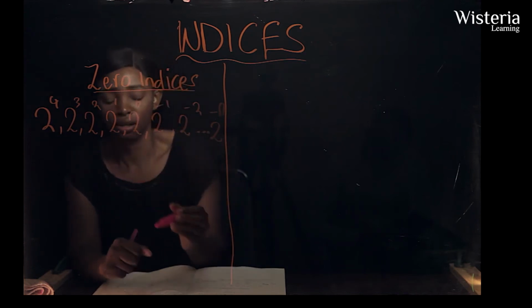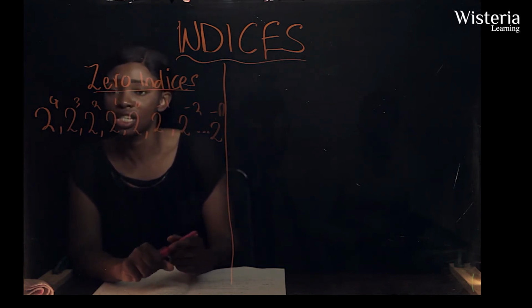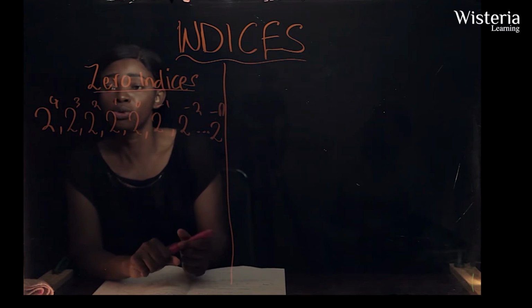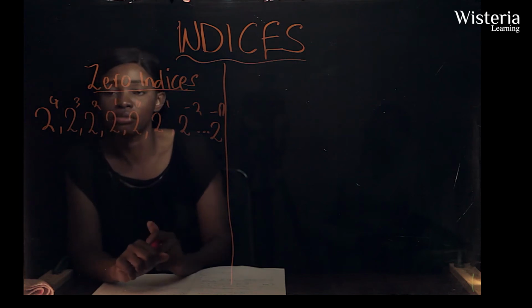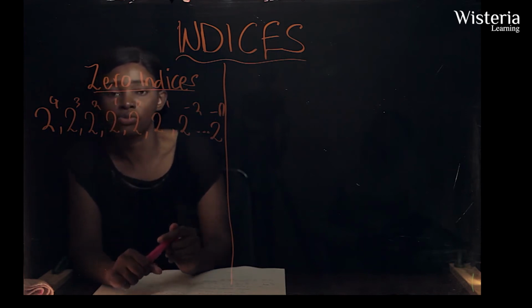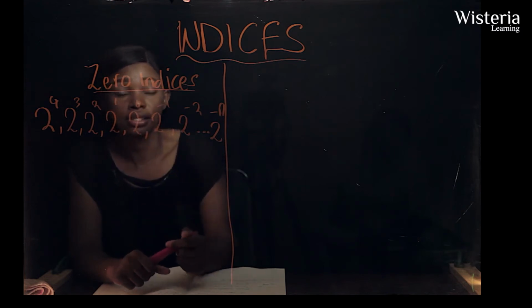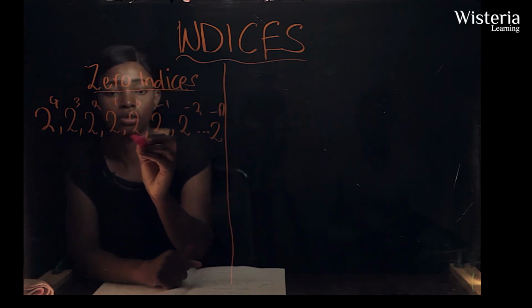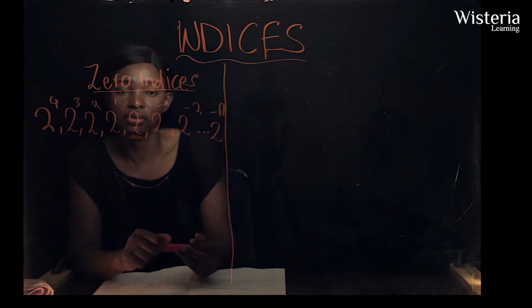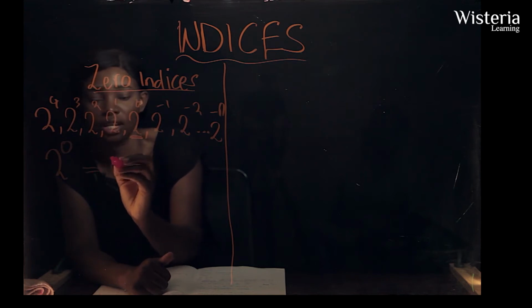If you check what is happening here, 2 to the power 4 implies that 2 has been multiplied 4 times. If we multiply 2 4 times, we're going to get 16. Next, 2 has been multiplied 3 times. When we multiply 2 3 times, we get 8. 2 to the power 2 will give us 4. 2 to the power 1 will give us 2. And 2 to the power 0 will give us 1. So any number raised to the power 0 is 1. Any number raised to the power 0 is equal to 1. So 2 to the power 0 will give us 1.